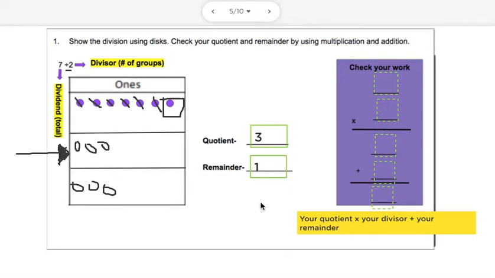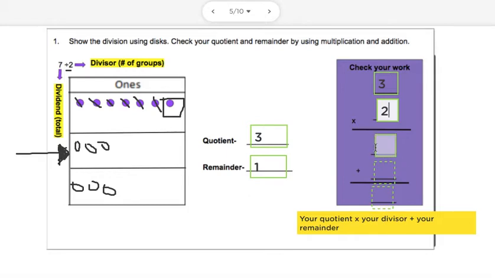Now it's time to check our work. In order to check our work, we're going to take our quotient and multiply it by our divisor. And then we're going to add that to our remainder. Our goal is to get our total. So we want to get 7 as our final answer. So let's go ahead and get started. What's my quotient? Good, 3. And what's my divisor? Remember, my divisor is my smaller number in my original equation.